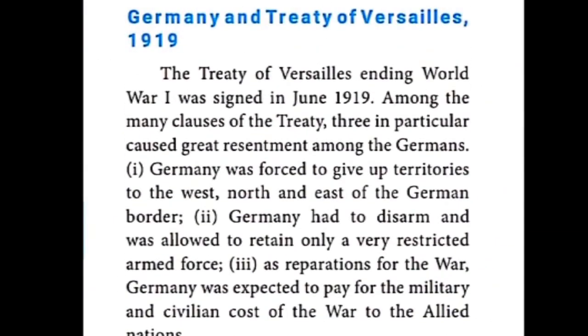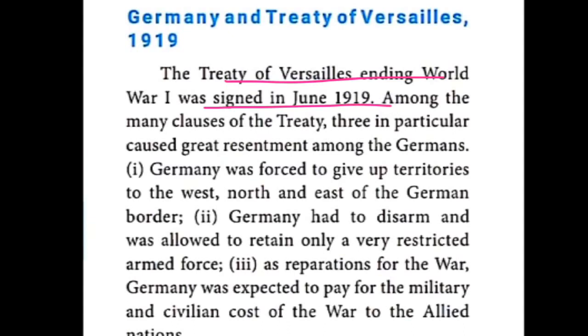So the next, under the heading, these are the causes I am going to tell you, children. Germany and the Treaty of Versailles. You know very well, in the first lesson I told you, the First World War ended in the year 1918. The treaty at the end of the war, they signed the Treaty of Versailles. You can check your book, children, page number 27. The Treaty of Versailles was signed in June 1919.